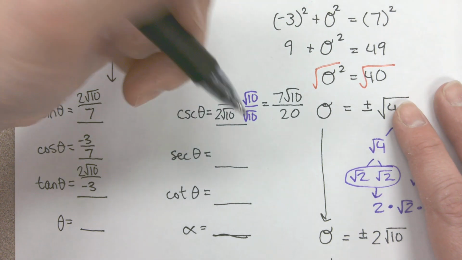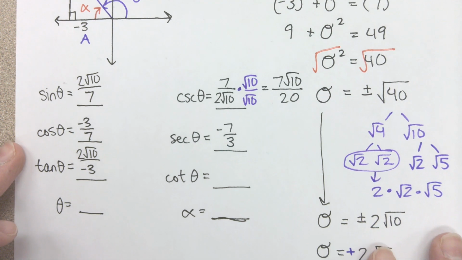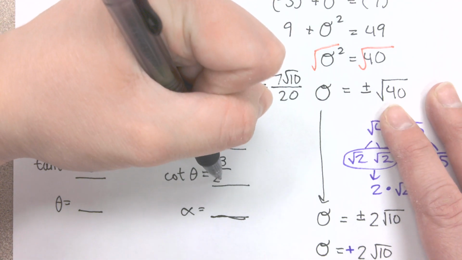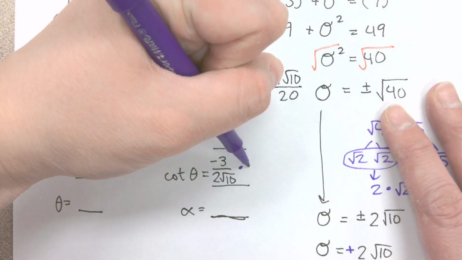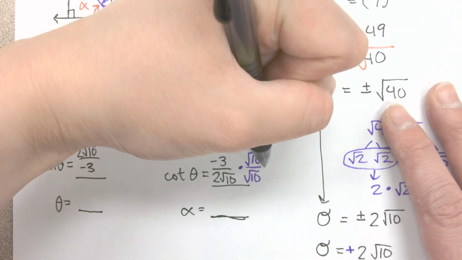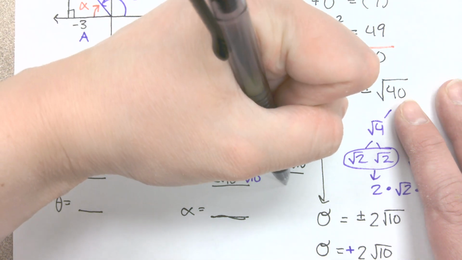Secant is just going to be a nice negative 7/3. Cotangent, negative 3 over 2 square root 10. Again, rationalize the denominator, multiply by square root 10 over itself. And we get negative 3 square root of 10 over 20.